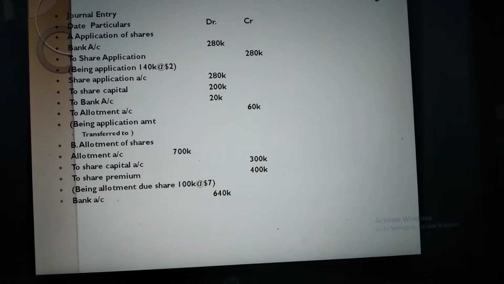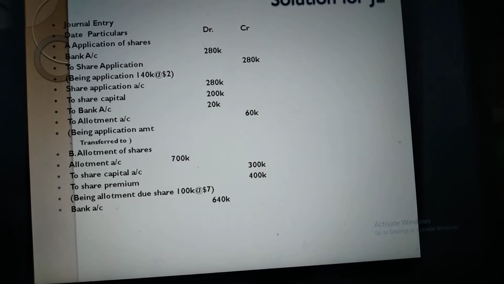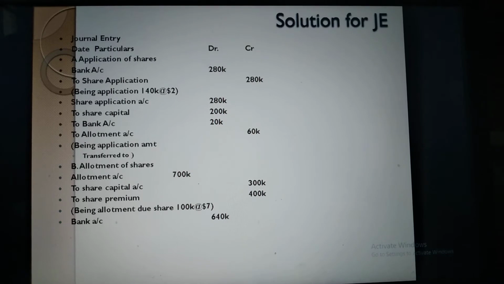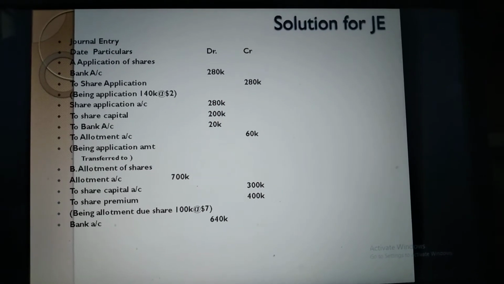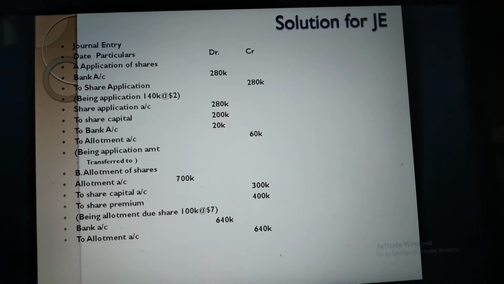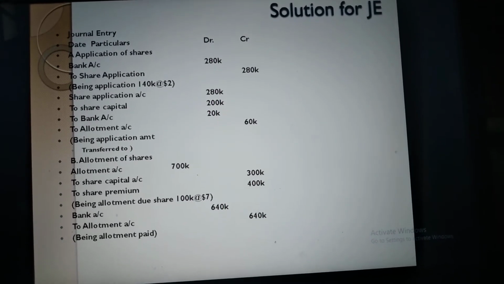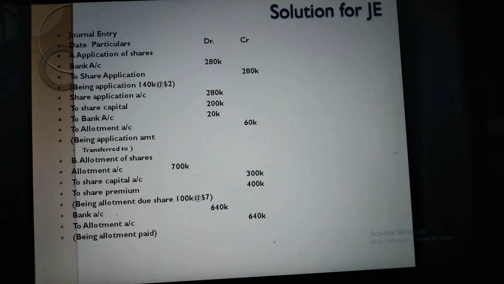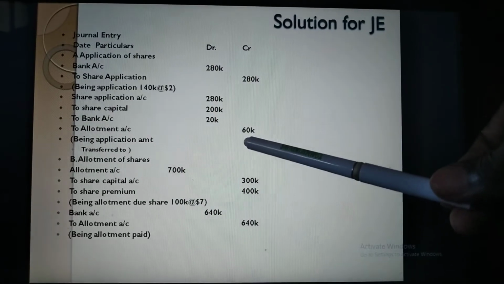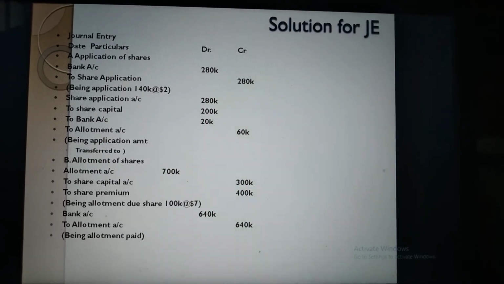Now bank account, here after allotment has been made, the next initiative is to receive payment from allotment. So we are receiving money worth 640,000. Allotment, you credit 640,000, being allotment paid. Now why we are getting 640, not 700, is because already we have the received amount with application, which is 60,000. So you say 700 minus 60,000, you get 640.